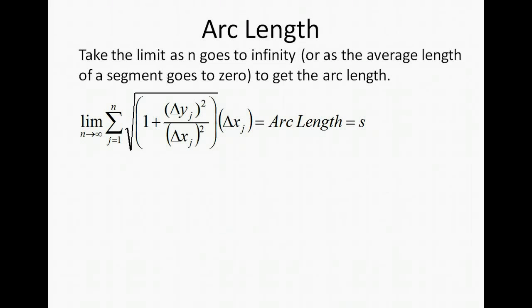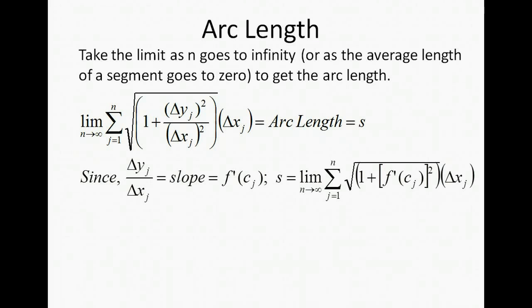And then we're going to take the limit as n goes to infinity. So we want to take the limit of the sum, which is going to give us the exact arc length. Now what you should notice is that we have delta y over delta x, and delta y over delta x is slope. And we can find the slope of a function by taking the first derivative. So that's f prime, and we're calling it c. And c just represents at any point.